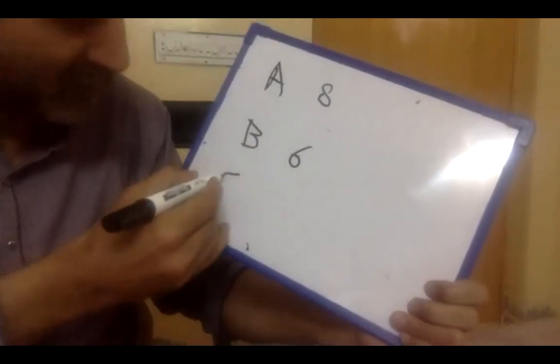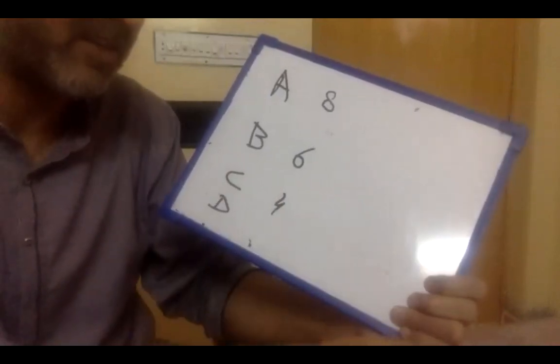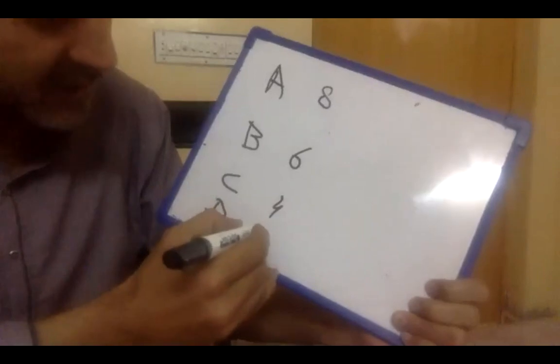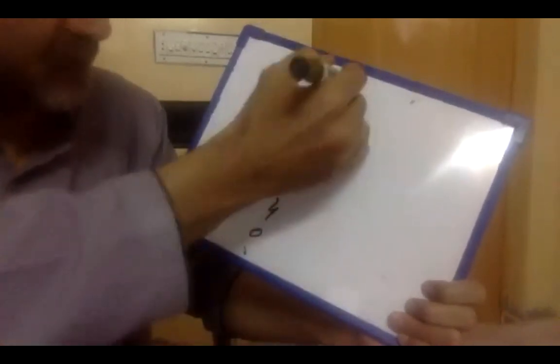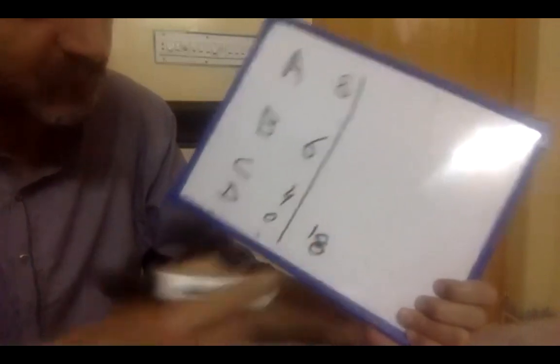We have also the C and D. Maybe C is 4 and D is also 0. So this whole is something like 18 as a resultant value, 18.